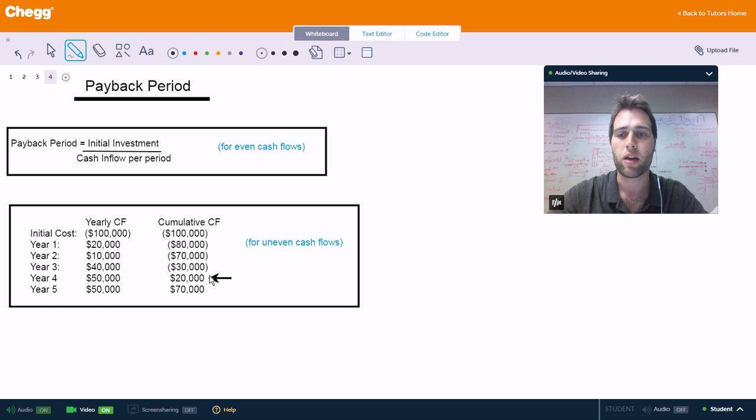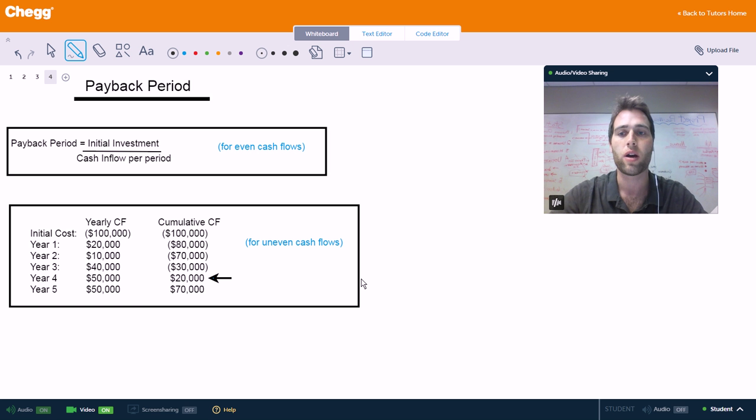So all you have to do is divide that $20,000 by the $100,000. That's 1/5 of a year. It's 1/5. So you'll know that your payback period is 3.2 years, 3 1/5. Okay.